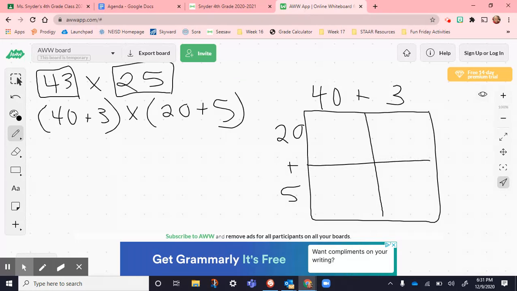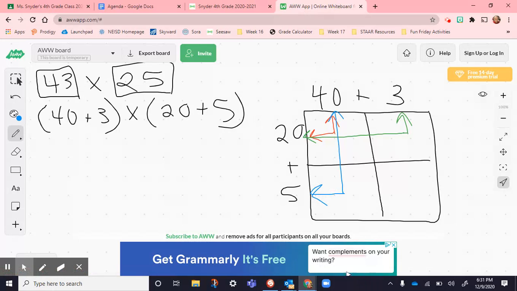And then here's where I'm going to draw what we're multiplying first just to show, and then I'll erase these. So if I'm in this box here, I'm going to look up at the 40 and look over to the 20, and I'm multiplying 40 times 20. If I'm in the next box right here, I'm looking up to the 3 and all the way over to the 20. So 3 times 20. If I'm in this bottom box here, I'm looking all the way up to the 40, all the way over to the 5.